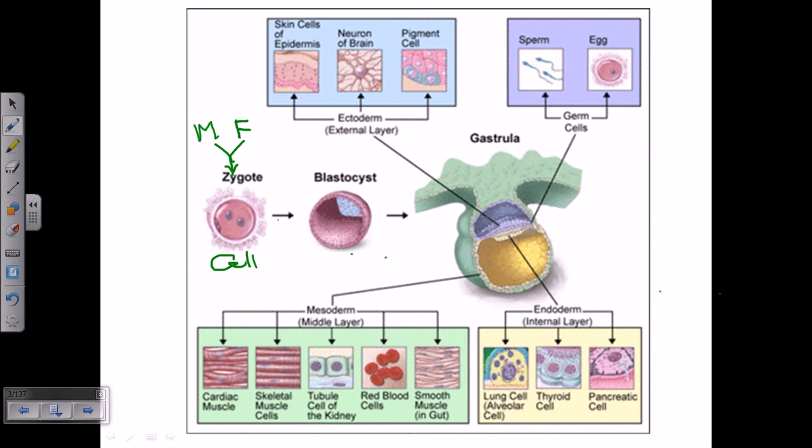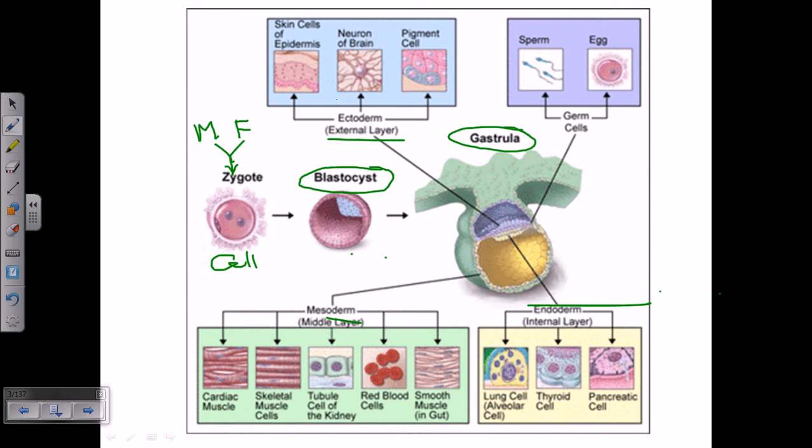Now this cell starts to divide, and this division gives rise to the morula, then the blastula, then the gastrula, these different stages. A lot of cells form in the blastocyst, then even more cells in the gastrula. In the gastrula there are three kinds of cell layers produced. One is called the ectoderm, or the outer layer, the external layer cells. Then the mesoderm, or middle layer, then the endoderm, or the internal layer.